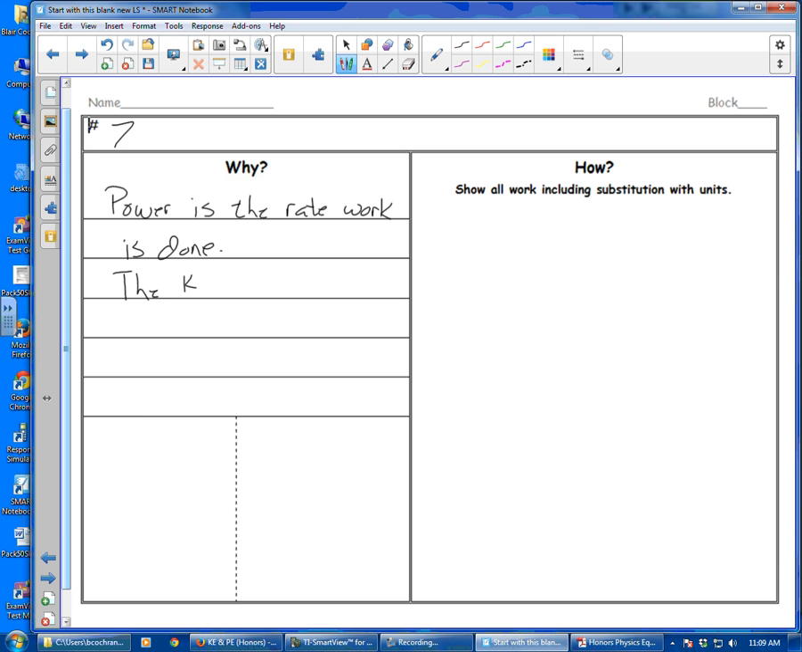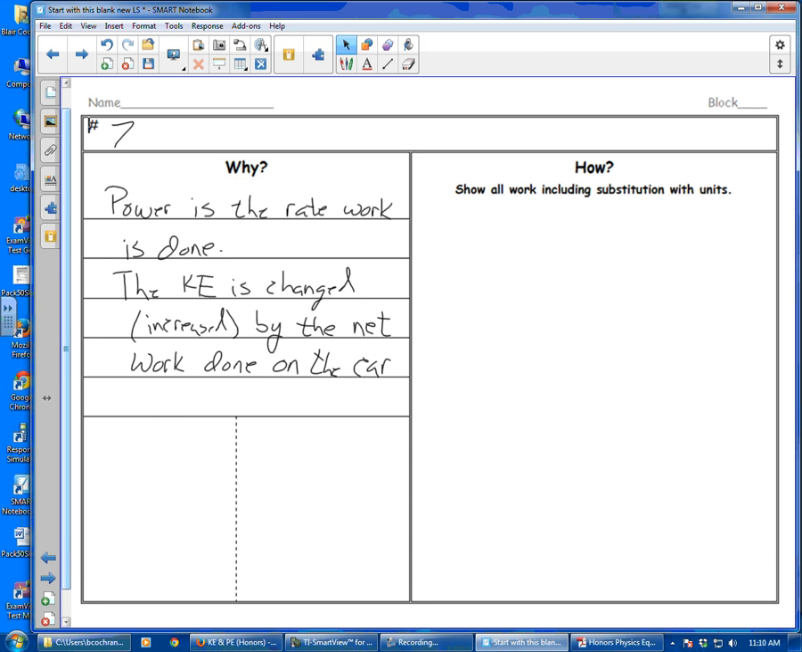The kinetic energy is changed, and in this case it's increased by the net work done on the car. So you've got this car, its engine's doing work on it through friction of the tires, and that's going into changing the kinetic energy of it. And the power is going to describe the rate that work is done.